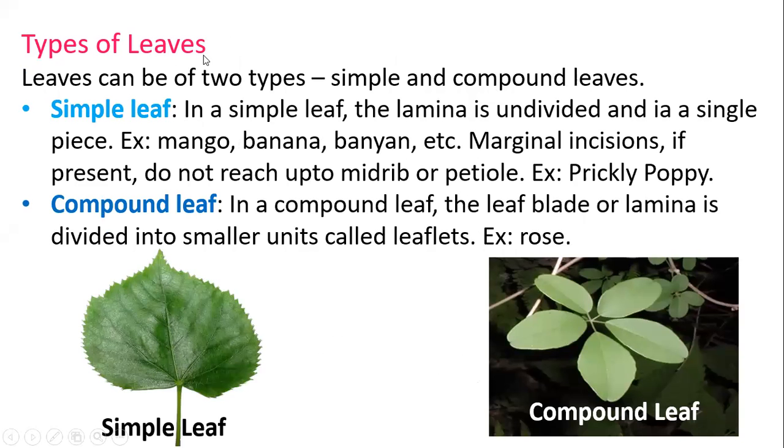Types of leaves. Leaves can be of two types, simple and compound leaves. Simple leaf. In a simple leaf, the lamina is undivided and is a single piece. Examples: mango, banana, banyan, etc. Marginal incisions, if present, do not reach up to midrib or petiole. Example: prickly poppy. Compound leaf. In a compound leaf, the leaf blade or lamina is divided into smaller units called leaflets. Example: rose.